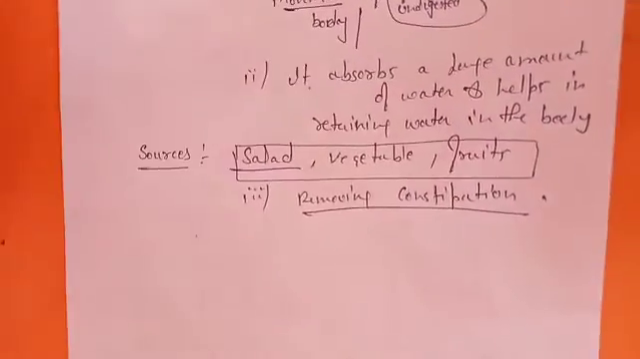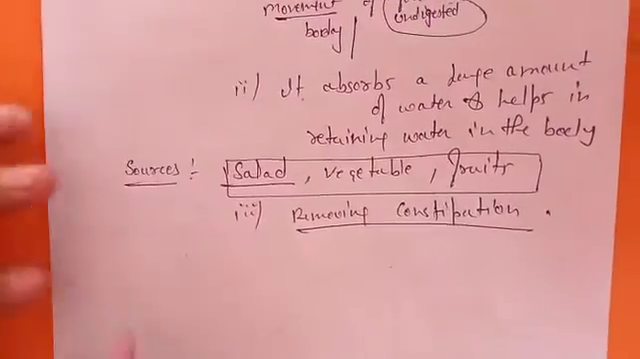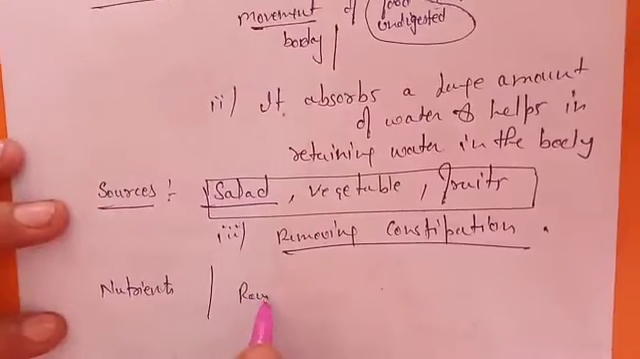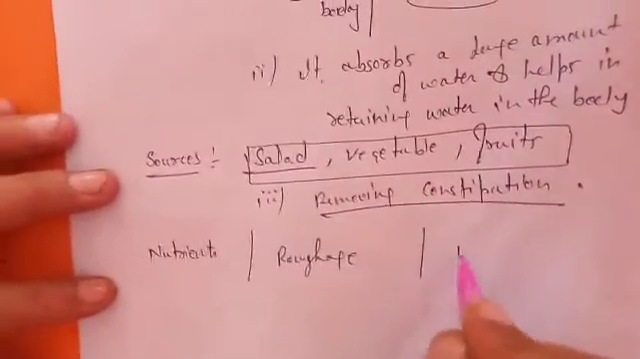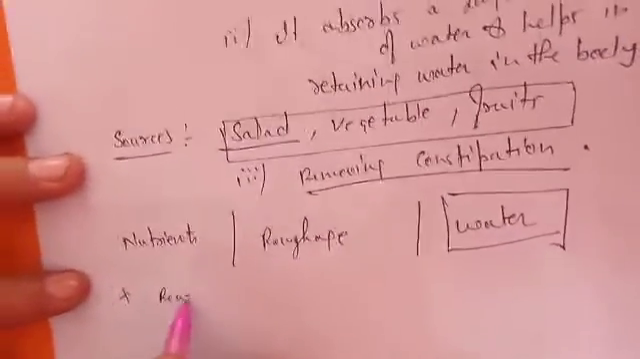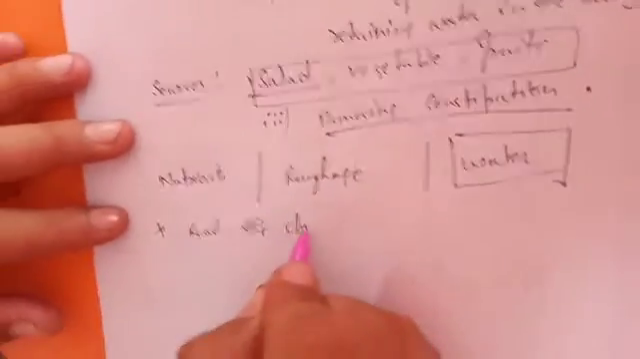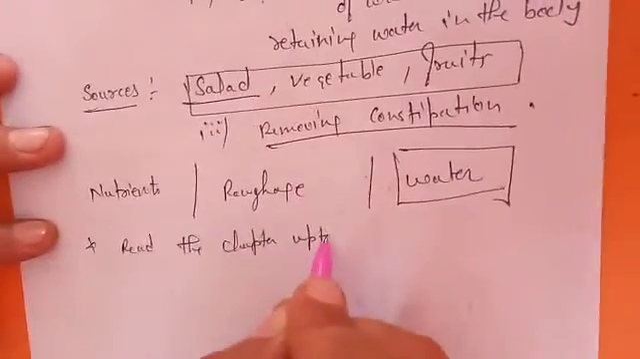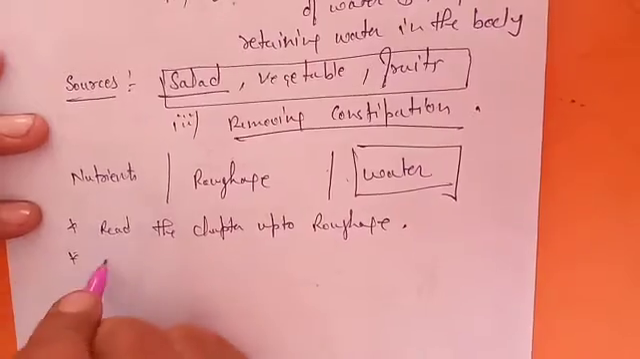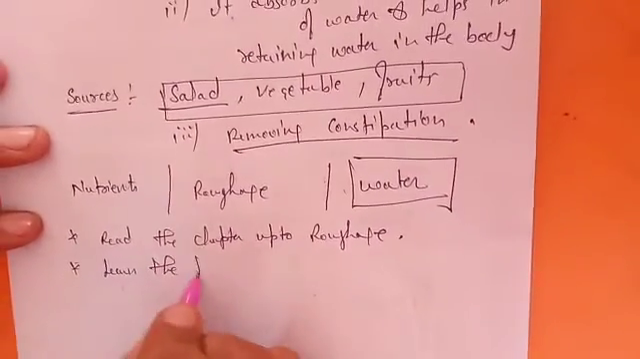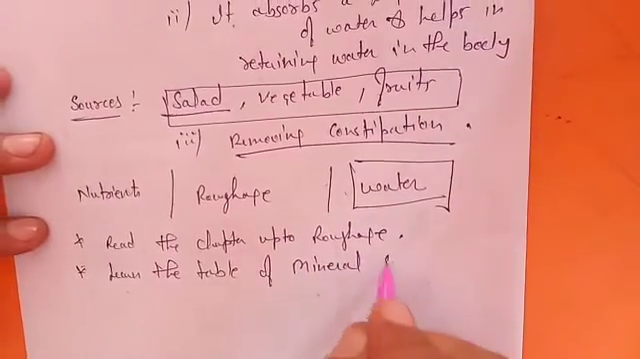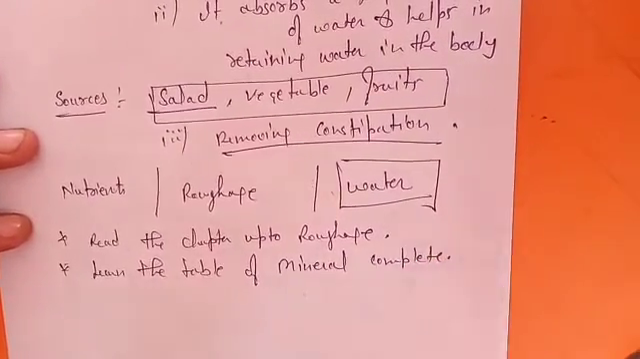So today we complete our nutrient section, and the second one, roughage, is also completed. Only the last one, water, we will start tomorrow. Today, first thing you will do is read the chapter up to roughage. Second thing, learn the table of minerals completely. Okay. Thank you.